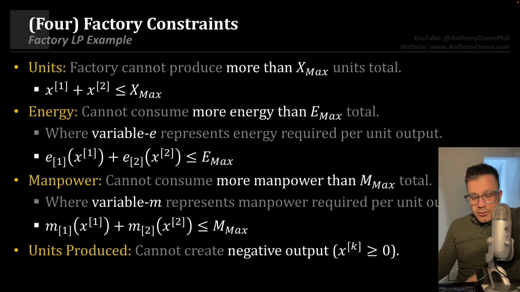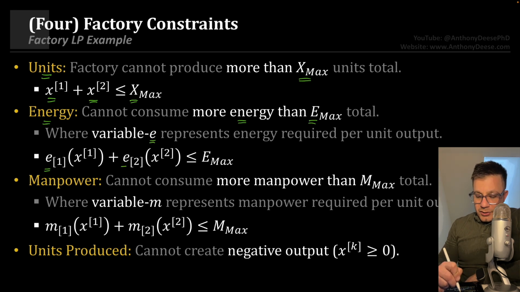Now, there are 4 constraints that we have to adhere to. The first has to do with the number of units we can produce. We can't produce more than x max number of units, so x1 plus x2 must be less than or equal to x max. We have an energy constraint. We cannot consume more energy than E max total. So we're going to see these coefficients E1 and E2. They represent the energy required per unit to generate this product. So E1 times x1 plus E2 times x2, that tells us the total amount of energy that we need to produce those numbers of units, and it has to be less than our threshold, than our maximum.